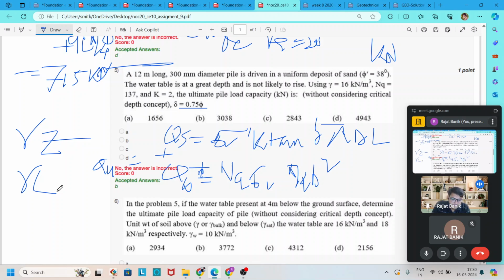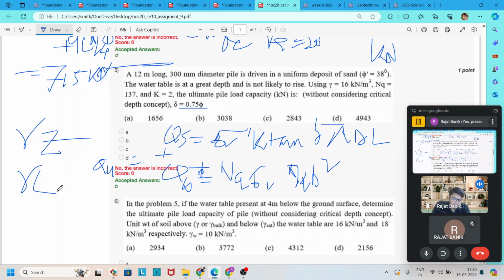Gamma is given 16, L is given 12, K is given 2, tan delta is given as tan 0.75 into phi, which is 38, into pi 3.14. Again, D is 0.3 into L, which is again 12, plus Nq, which is given as 137, into K, into sigma V. Sigma V is there at the bottom.